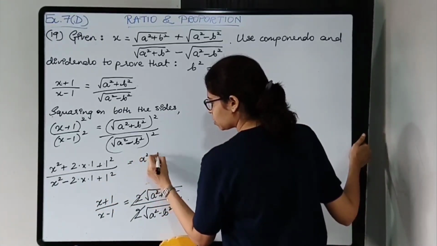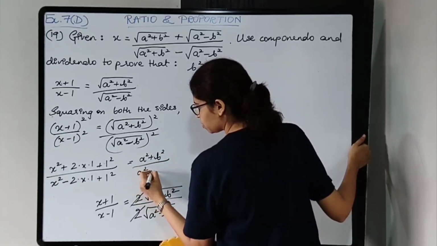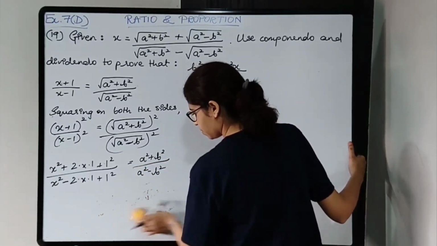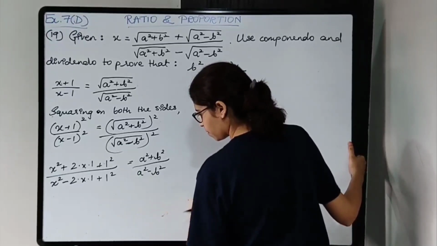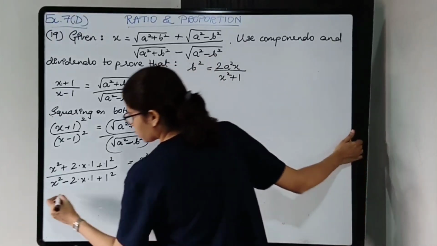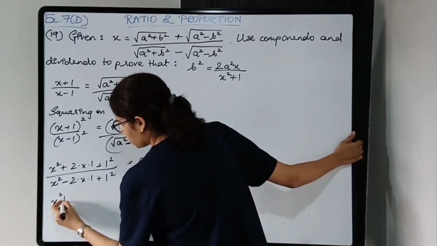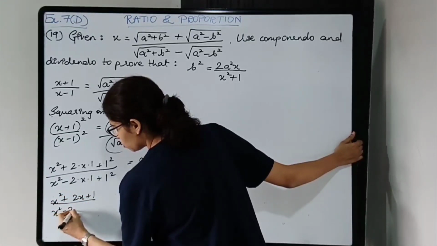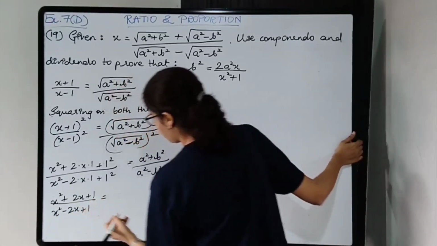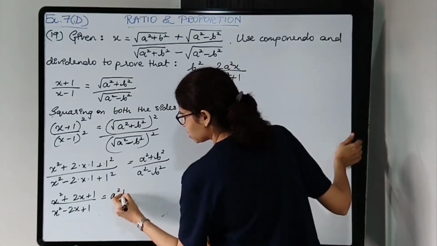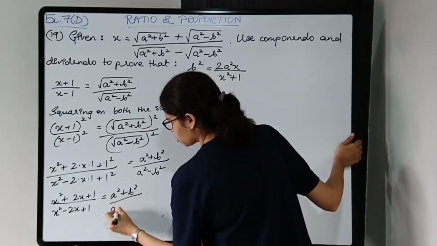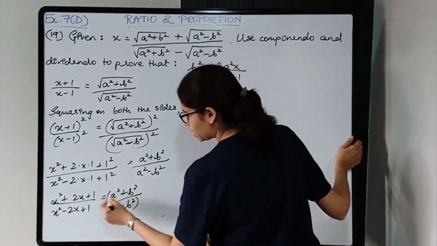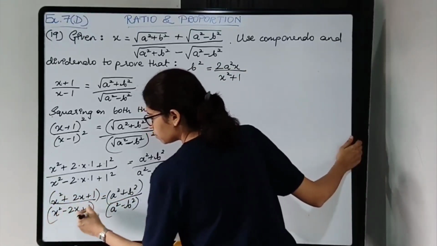Here we are left with a square plus b square upon a square minus b square. So we get x square plus 2x plus 1 upon x square minus 2x plus 1 is equal to a square plus b square upon a square minus b square. Cross multiply, put brackets and then cross multiply. Okay.